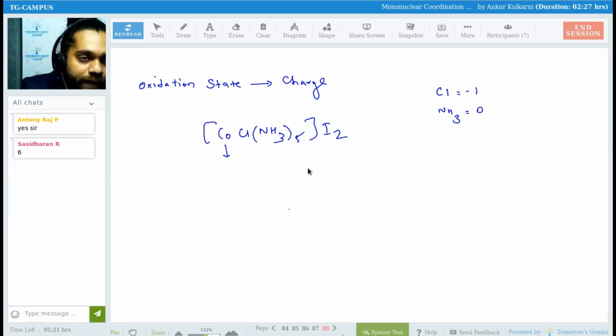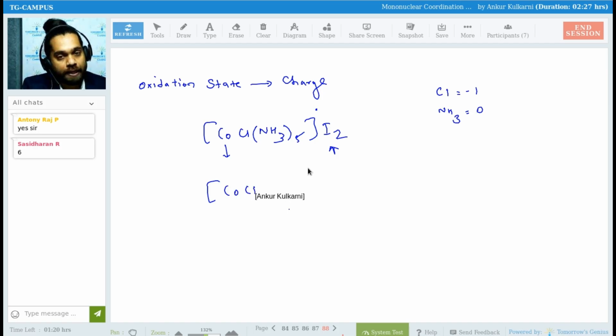Look over here. What is cobalt? First of all, write down the complex correctly. Okay, Jason? You do not have to ignore I2. When there is I2, meaning there is a charge over here. Whenever there is a counter ion, that means there is a charge on your complex. So our actual complex is [CoCl(NH3)5]2+.